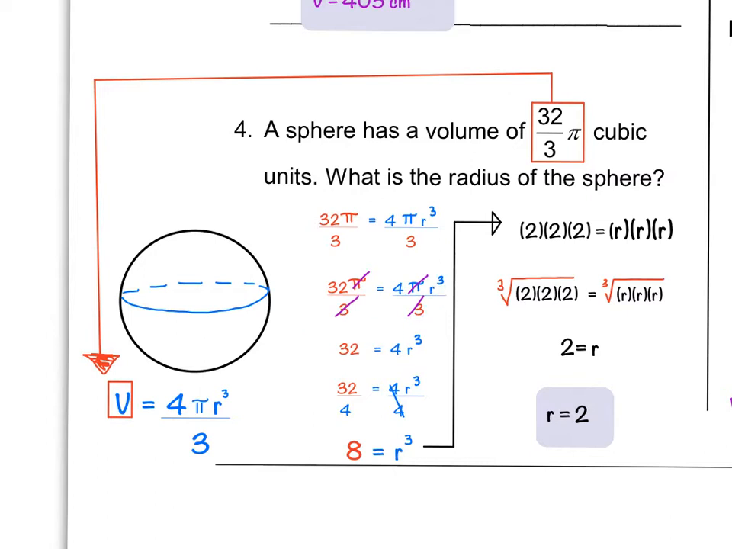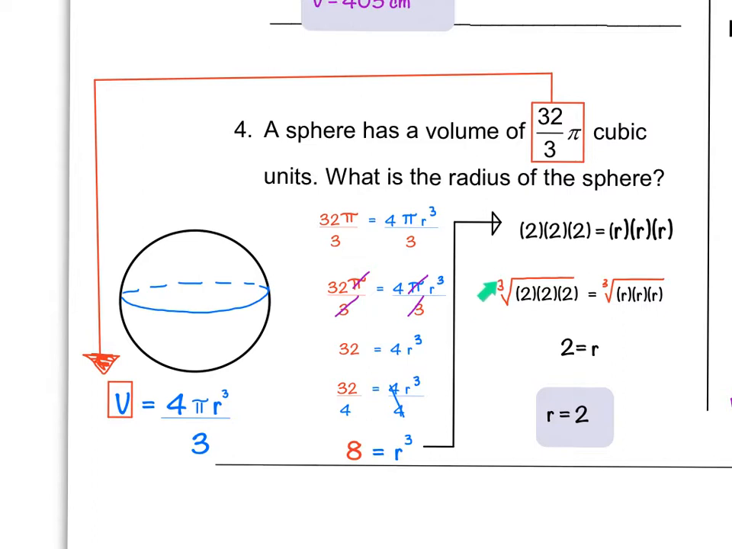After doing that, I find out that whatever's on opposite sides that's exactly the same would cancel. So pi and pi would cancel. The dividing by 3 would also cancel on both sides, leaving me with 32 equals 4 times r cubed. If I divide both sides by 4, I end up with 8 equals r cubed. 8 actually turns into 2 times 2 times 2, because 8 is a cubed number. 2 cubed turns into 8. And r cubed becomes r times r times r.